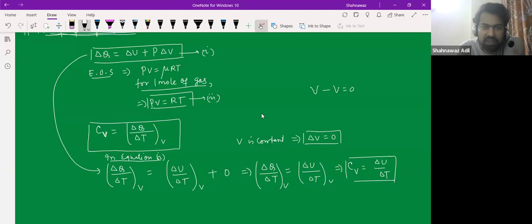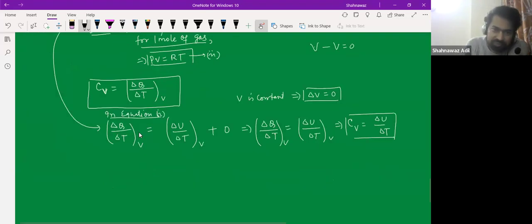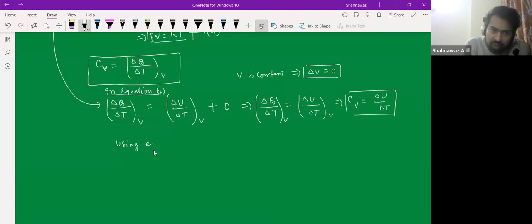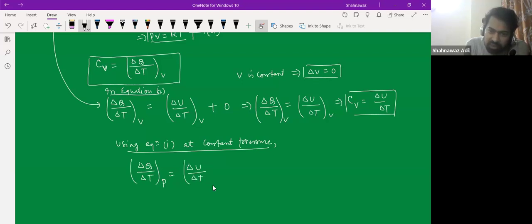Okay. Now let us talk about the change at constant pressure. So let us again use equation first at constant pressure. This would be delta Q by delta T at constant pressure, and this is delta U by delta T at constant pressure, and this is P delta V by delta T, right, at constant pressure. Because the pressure is constant, you can take it outside. This is the relation that you will get.